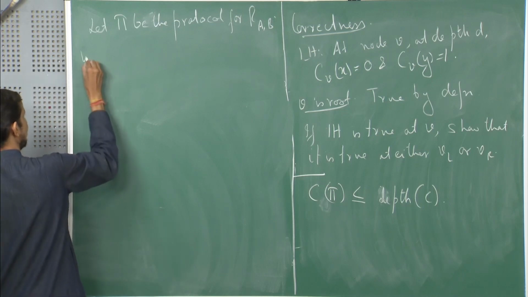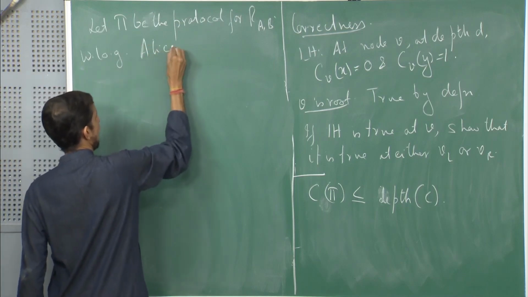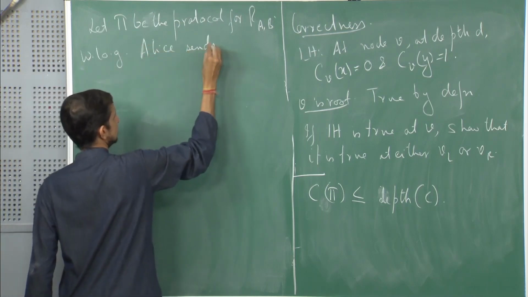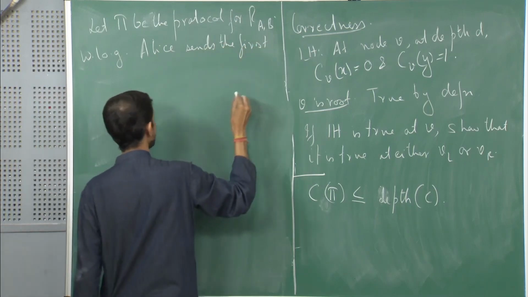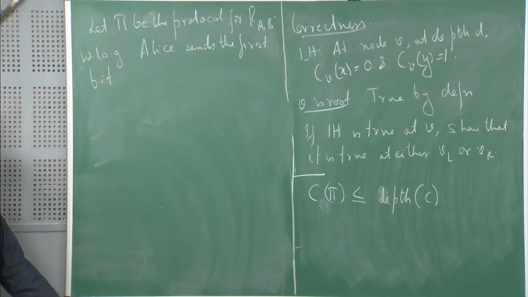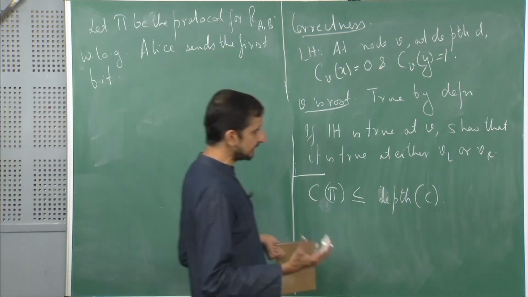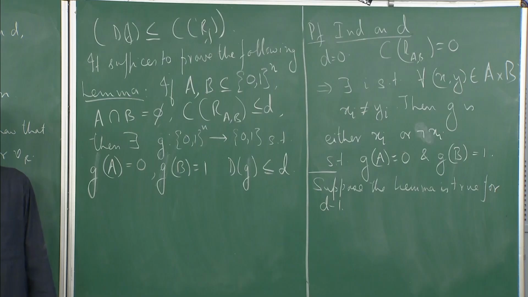And without loss of generality, suppose that Alice sends the first bit in this protocol. So either of the parties can send. Suppose it is Alice who is sending the first bit. Now, note that Alice has an element from A. So if Alice is sending a bit, what does that do to A?